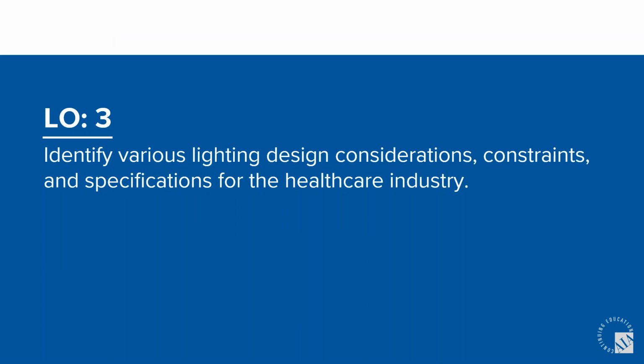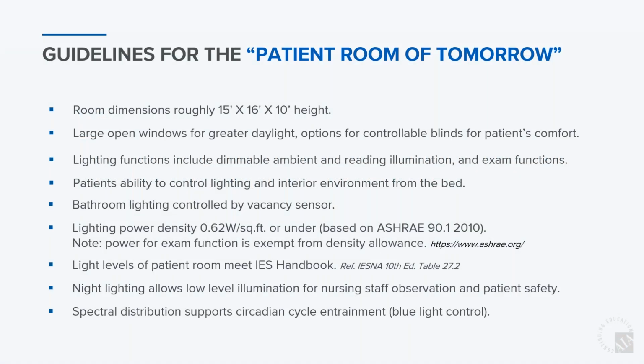So learning objective number 3. We're going to identify various lighting design considerations, constraints, and specifications for the healthcare industry. So this is kind of guidelines for the patient room, and I'll just go through these because they are kind of standard. Room dimensions are roughly 15 foot by 16 foot by 10 foot in height. So you're going to want large open windows for greater daylight, options for controllable blinds for the patient's comfort, again, giving a little bit of control back to the patient when we can.